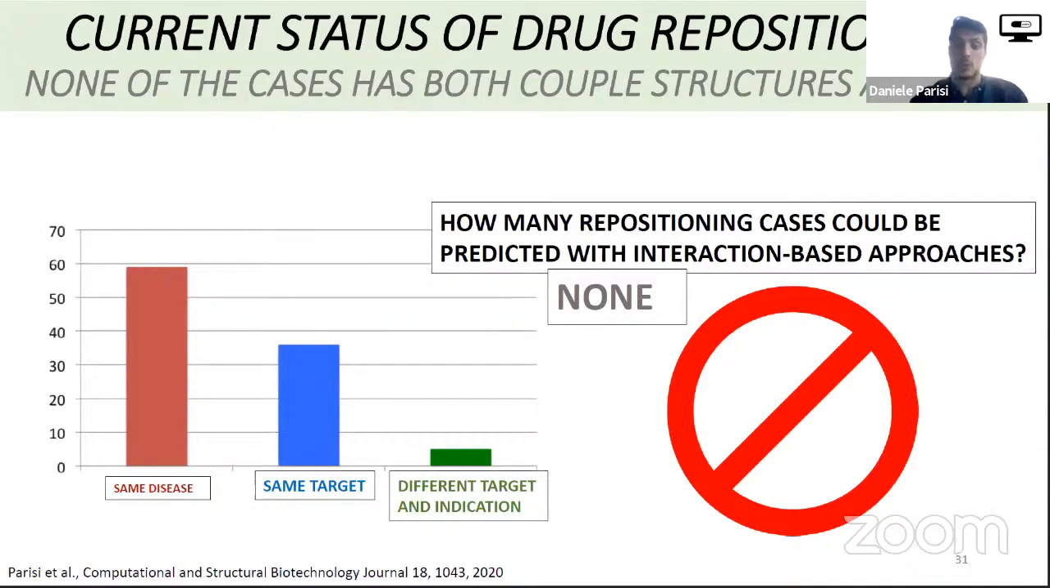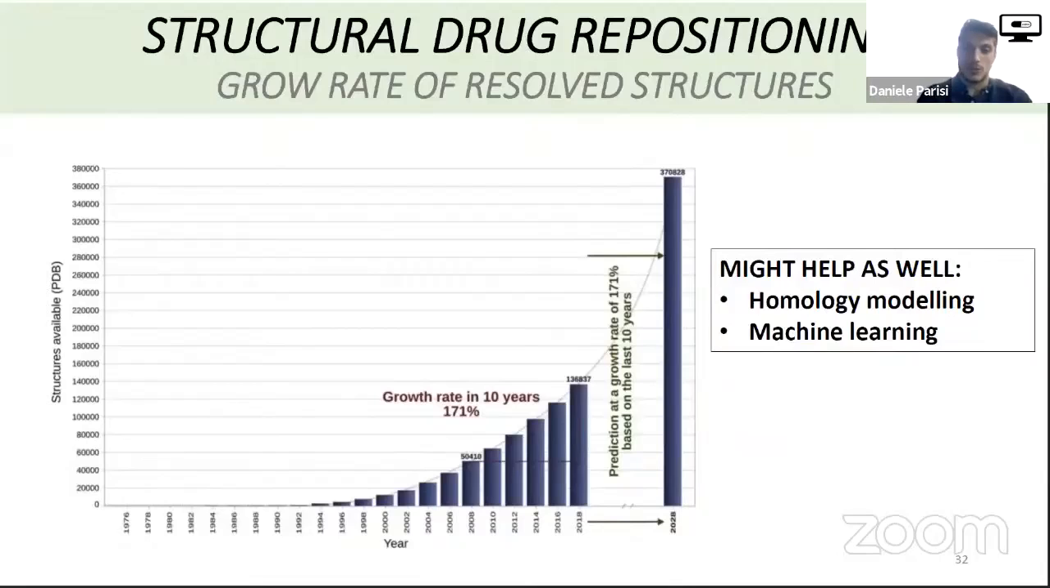And in fact, for all the drugs that we analyzed when we did the current status of drug repositioning work, none of them was able to be repurposed using the interaction profile similarity pipeline, because there was no structural data about the first and the second indication for any of the drugs. So this is one of the big limitations, of course, of structural drug repurposing.